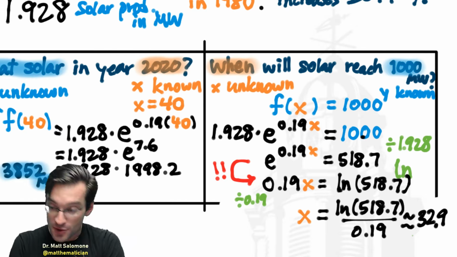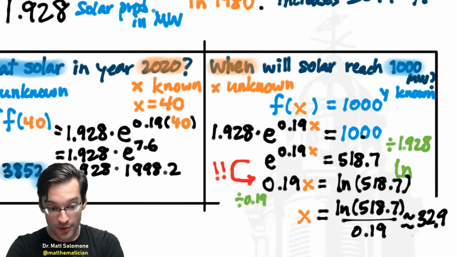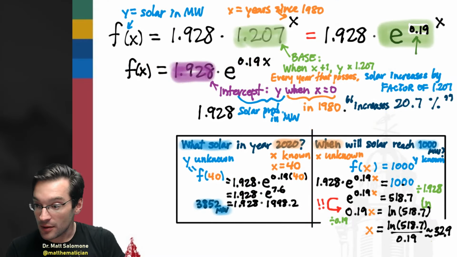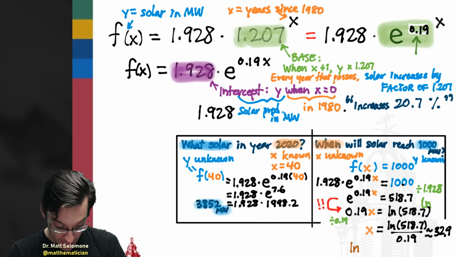And so coming back to the original question, when is solar going to reach 1,000 megawatts? It's going to happen when x is about 32.9. But let's remind ourselves what x actually represents in this problem. X represents the number of years since 1980. That was our time variable. So if x is approximately 32.9 years since 1980, I just have to add 32.9 to 1980 to find out that this level of production in our model is going to approximately happen in the year 1980 plus 32.9. That's 2012.